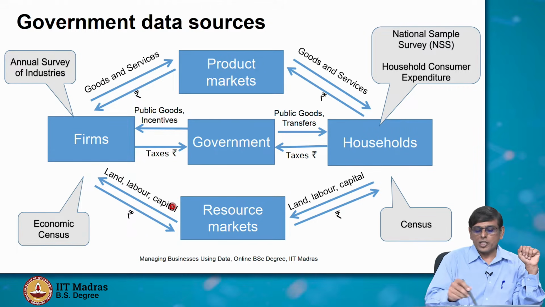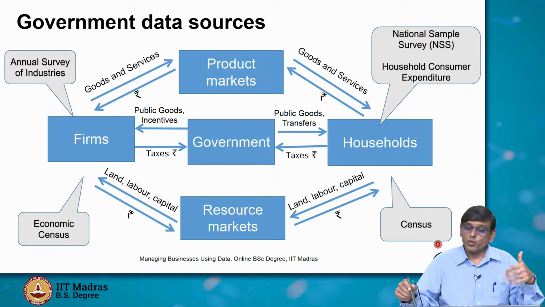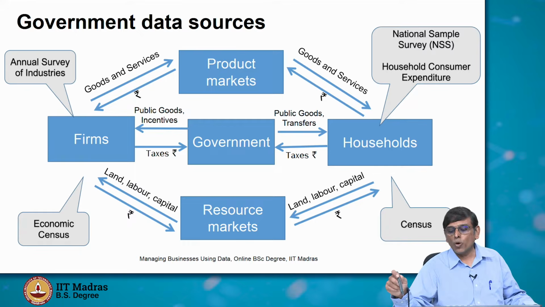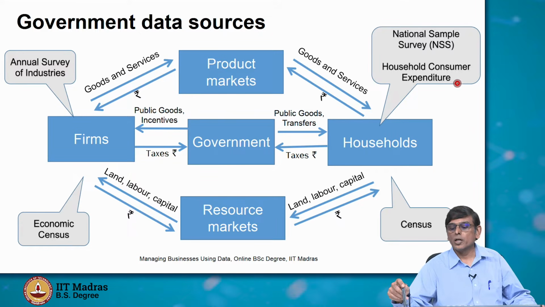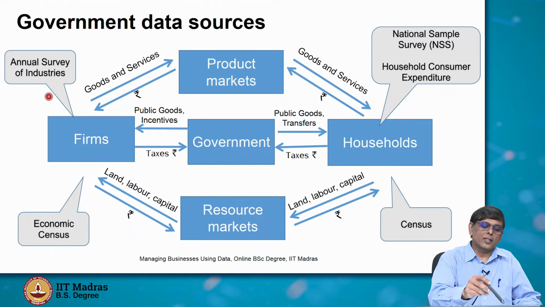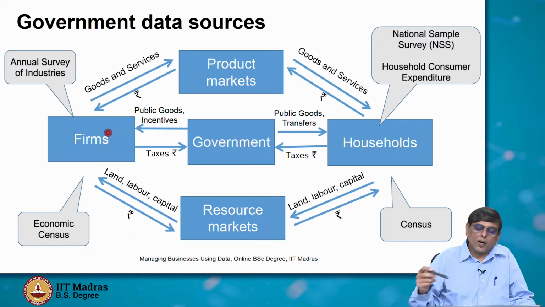Okay, a census by definition means that you cover everybody, therefore it requires a lot of resources, time and money. So it's done very infrequently. Census is done once in 10 years. But there are more frequent things done. For example, there is the National Sample Survey, which is done more frequently, and there is a household consumer expenditure survey on the household side. We have had 72 rounds of the National Sample Survey in the country since independence. Similarly, there is an annual survey of industries. Annual means every year. There is a survey of industries done every year, which covers firms.